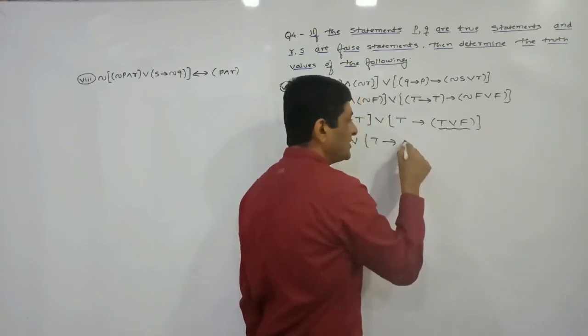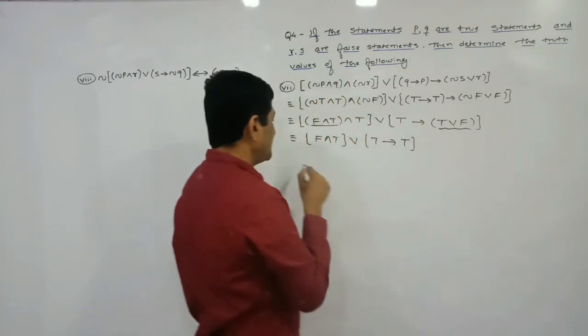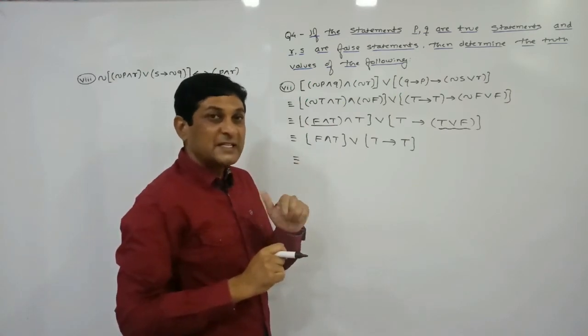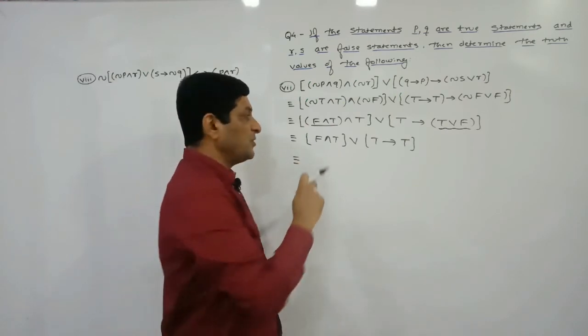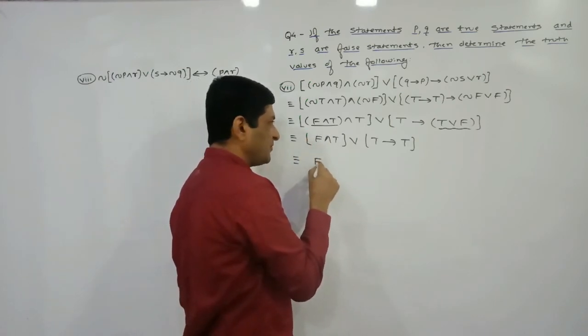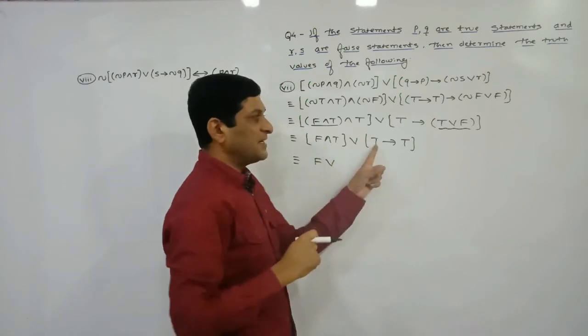So truth value of this bracket is true. So here AND is there. In case of AND, if at least one statement is false, result will be false. So here one statement is false, so truth value of this bracket will be false. Or as it is, again T implies F.